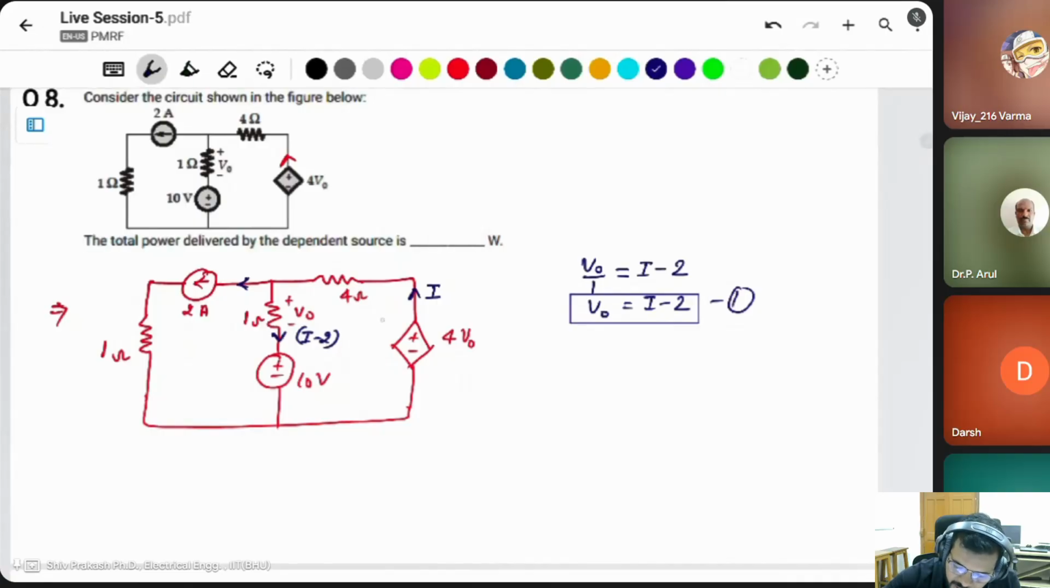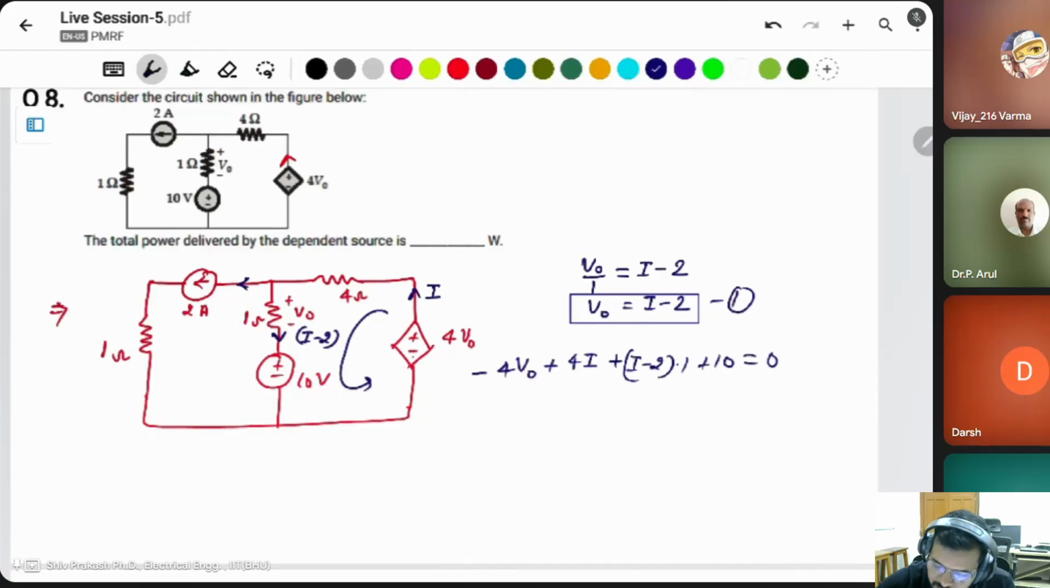Now you can apply KVL in any loop. Suppose in this loop, start from here: minus 4 V naught plus 4 I plus V naught, which is I minus 2, plus the I minus 2 current into 1 ohm resistor, plus the 10 volt voltage source. So minus 4 V naught plus 4 I plus this I is 5 I, plus 10 minus 2 is equal to 8.